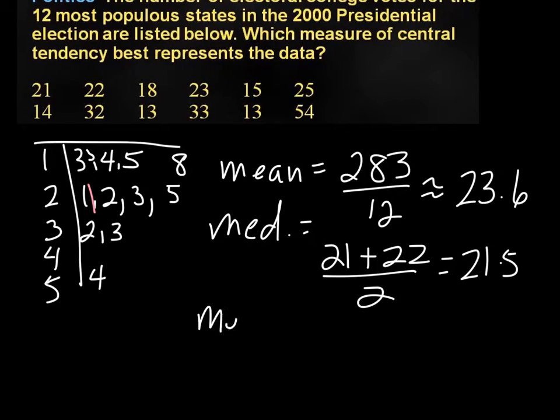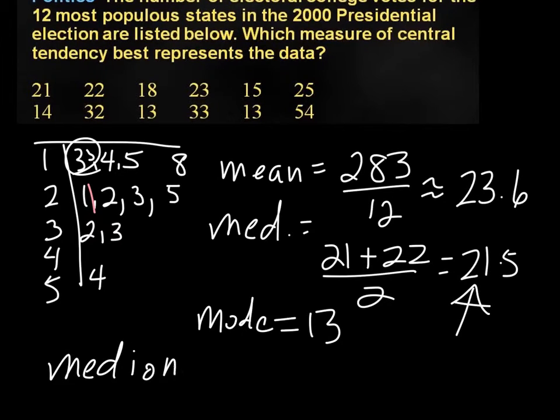The mode is 13. Okay, so which is the best? Not the mode. I would probably lean towards the median because it's the middle of all three. But don't pick the mode, it's way too small.